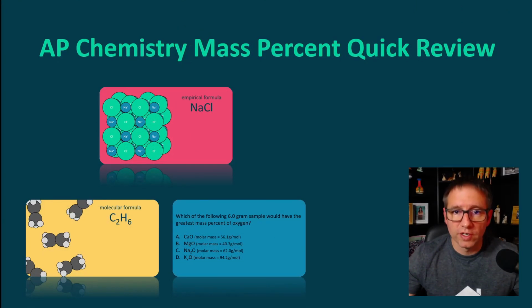Okay, guys, this was your very short review on mass percent. Hopefully this will be enough to help you get through this process. There would only probably be 1 or 2 questions that relate to mass percent on the AP exam anyway, although it should be ones that are easy enough for you to get. These should be some of the easier questions for you.